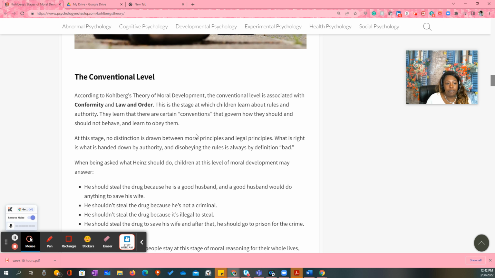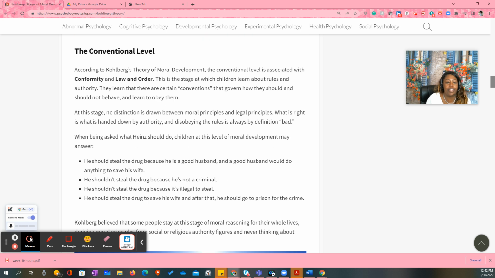So the conventional level, he said that's where most people would stop. According to Kohlberg's theory of moral development, the conventional level is associated with conformity and law and order. We're just going to stay there. If we go back to the Heinz story, at this age, kids would say he should steal the drug because he's a good husband, and good husbands would do anything to save their wife. He shouldn't steal the drug because he's not a criminal. He should steal the drug because it's illegal to steal. He shouldn't because it's illegal, or he should steal the drug to save his wife, and after that, he should go to prison for the time.